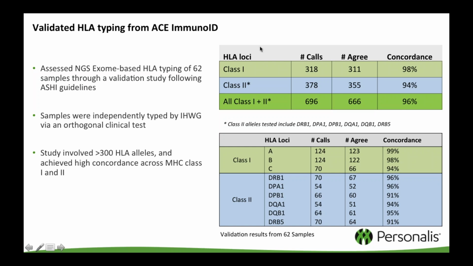And that's shown here in the slides with our overall results here at the top from this work. And this was for both class 1 and select class 2. So we had high concordance with our exome approach for HLA typing when we compared to clinical grade PCR-based approach. And then in the bottom panel, you can see specifically how we performed at various HLA loci. So again, high concordance with our approach compared to the PCR-based approach.